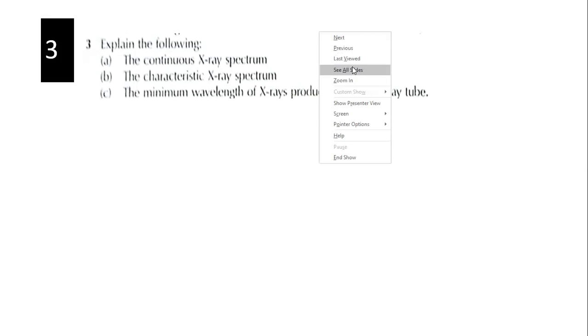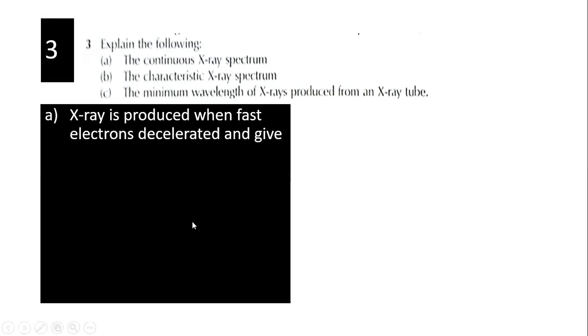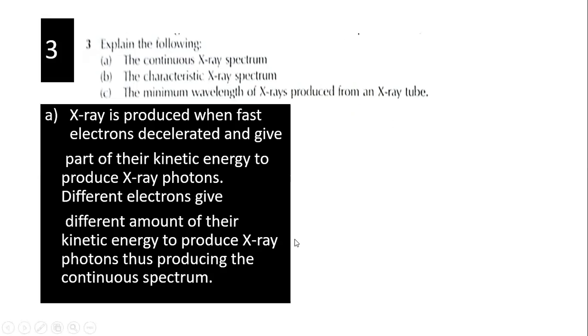Okay, continuous X-ray spectrum is produced when the fast-moving electrons from the cathode are decelerated on hitting the target anode. Different electrons convert different amounts of their kinetic energy into X-ray photons of different wavelength, resulting in a continuous spectrum. The electron coming in has maximum kinetic energy, but when it hits the target, it can lose different amounts of energy and then produce X-rays at different wavelengths. So that explains the continuous spectrum. How about the characteristic X-ray spectrum? That means the sharp spikes.